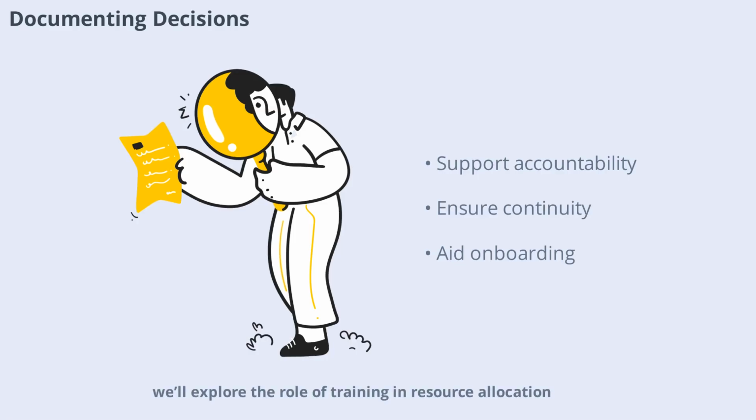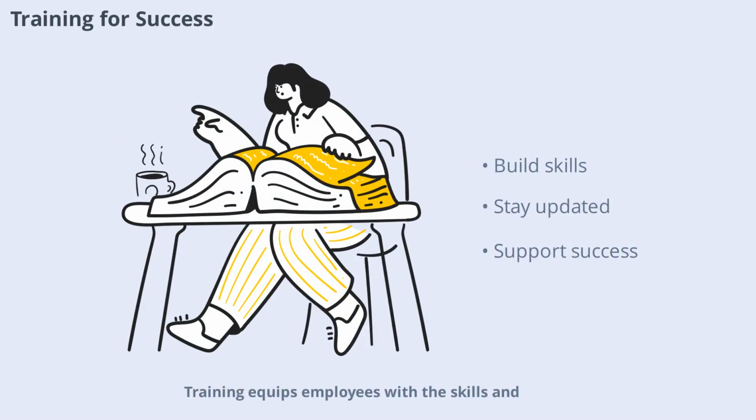Up next, we'll explore the role of training in resource allocation. Training equips employees with the skills and knowledge needed to make effective allocation decisions. This includes understanding budgeting tools, project management techniques, and strategic planning. Ongoing training ensures that teams stay up to date with best practices and can adapt to new challenges. Investing in training is an investment in your organization's long-term success.